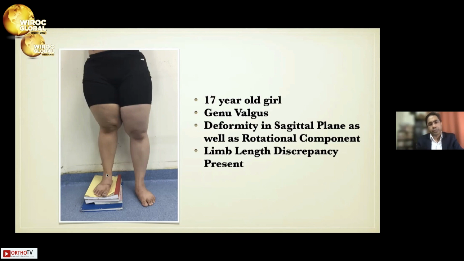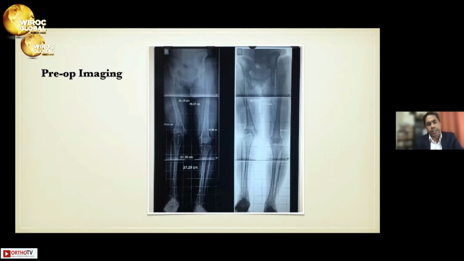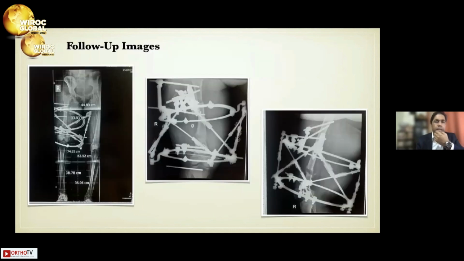So I did the pre-op imaging, and in the imaging too, you can find that there is a limb length discrepancy present. There is a valgus of the right side with shortening. The rotational component is not that obvious on the preoperative images, but clinically she was having the rotational component as well. So we planned a 6-axis correction system. These are the follow-up images during the correction.